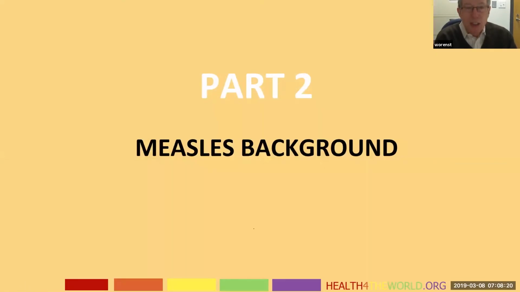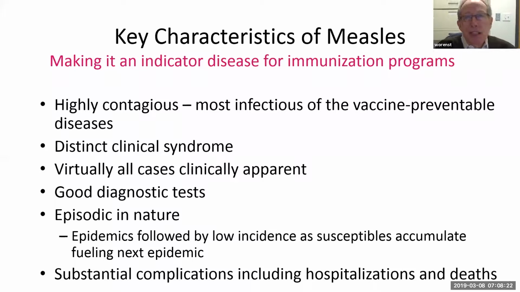So the next slide is the measles background. And why is it an indicator disease? First, as I'll show you in another slide, it is highly contagious. It's the most infectious of the vaccine-preventable diseases. When you have a problem in immunity levels in the population, the first disease you'll often see is measles.